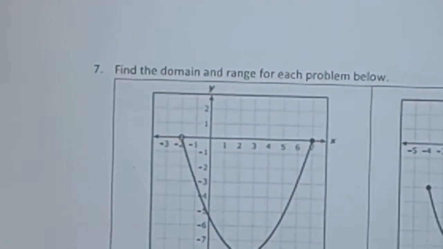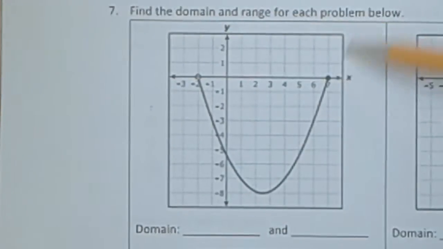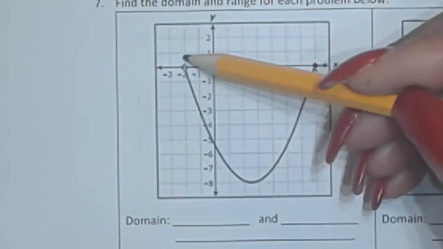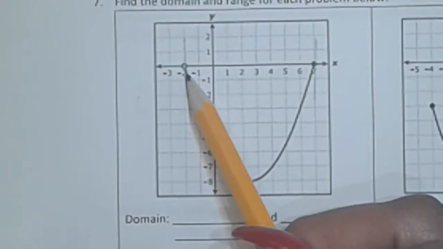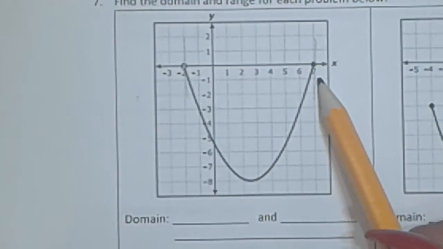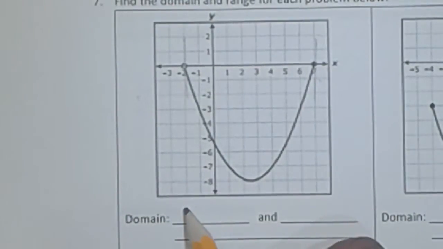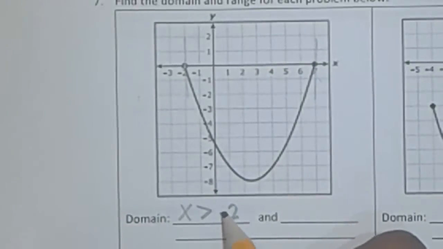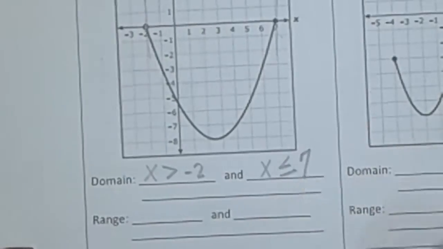Number 7, find the domain and range for each problem. Oh, this is simple. I don't have arrows, so what does that mean? We can draw a vertical line here and here. So negative 2 all the way to 7. But that's an open circle. So you're going to say x is greater than, with no line, greater than negative 2. x is less than or equal to 7.